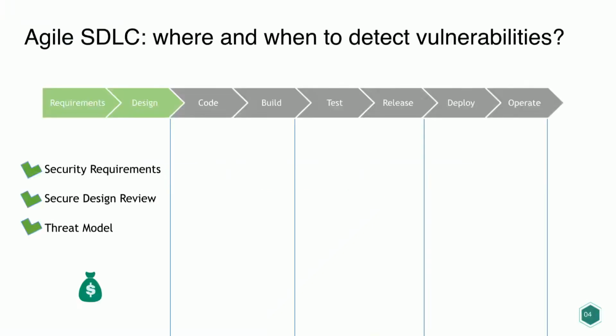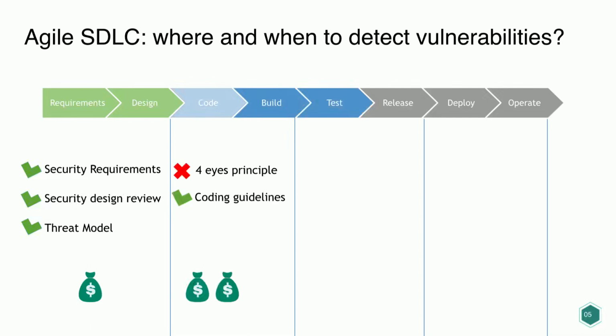So if we consider the agile SDLC, when is the best place to detect vulnerabilities? Of course, we want to detect vulnerabilities as soon as possible. So during the requirements and design phase, through security requirements, security design review, and of course, threat modeling. And in this case, it's pretty cheap. You only have one bag of money there. If we go to the second phase, code and build, it's already more expensive.